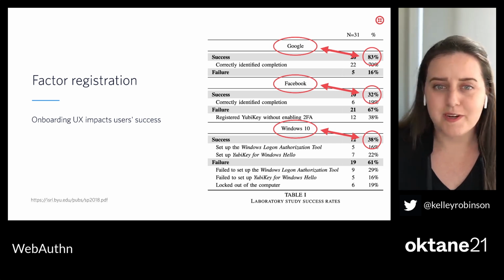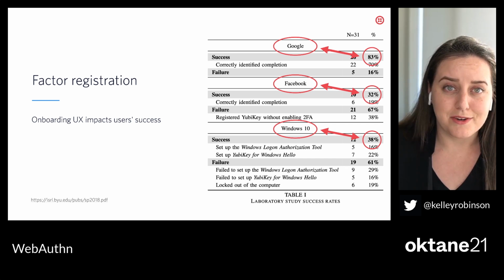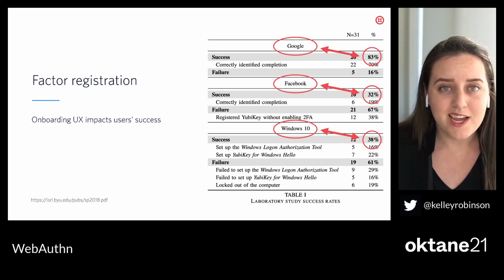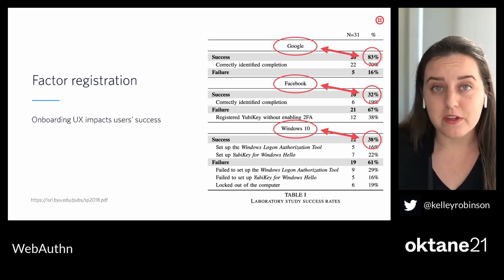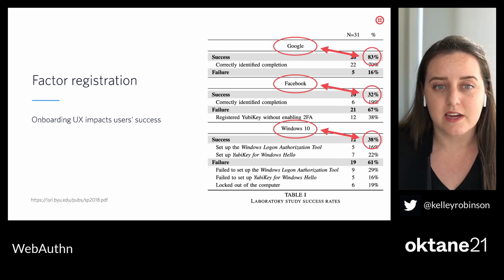And while user experience applies to all types of authentication, it's especially important for something new like WebAuthn. A 2018 study that focused on the usability of YubiKeys found that setup success varied a lot depending on the site that it was implemented on. So on Google, users had 83% success of setting it up, compared to Facebook, where they only had 32% of success.